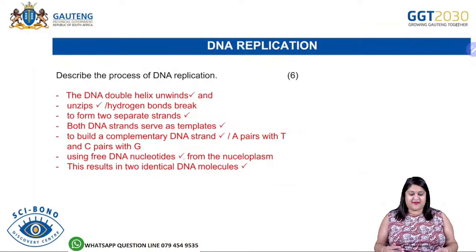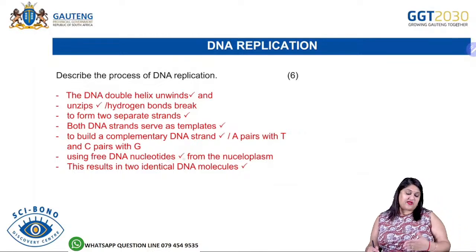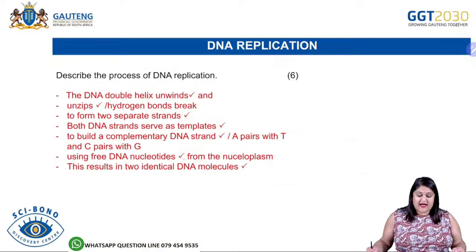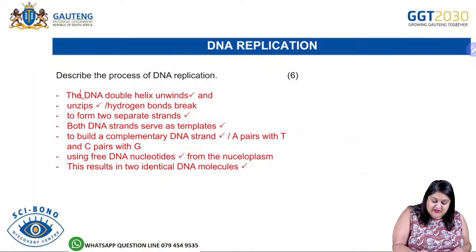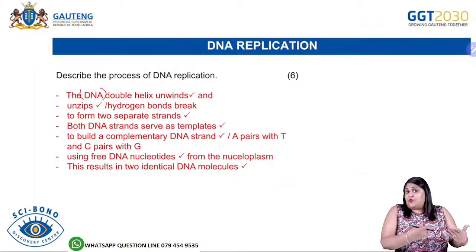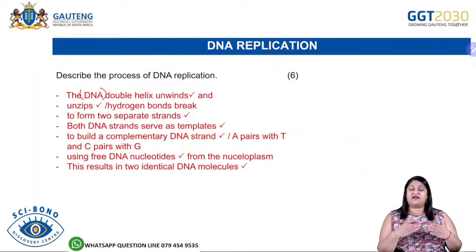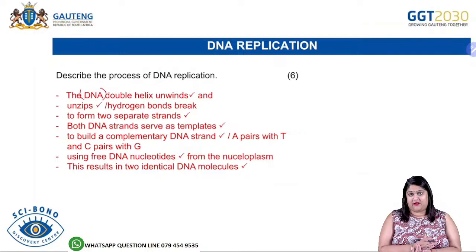Or the marking guideline might be different. So sometimes they might give you a mark for saying nucleoplasm. Sometimes they want you to say the hydrogen bonds break. Other times they don't give you a mark for saying, they could be putting the DNA in brackets where you only have to say the double helix unwinds. Other times they would want you to say DNA. So learn the processes off by heart, but learn them properly. Okay.